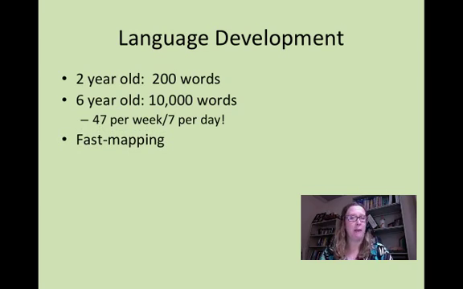We talked before about fast mapping, how sometimes it only takes one instance for a child to pick up on language. We talked about that in terms of some bad language and how children pick up bad words very quickly, but it happens all the time. Children map things very, very quickly in terms of language development.